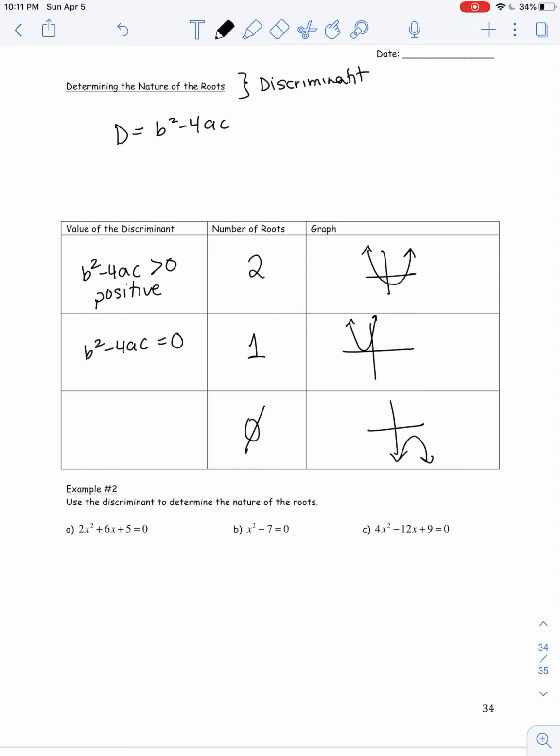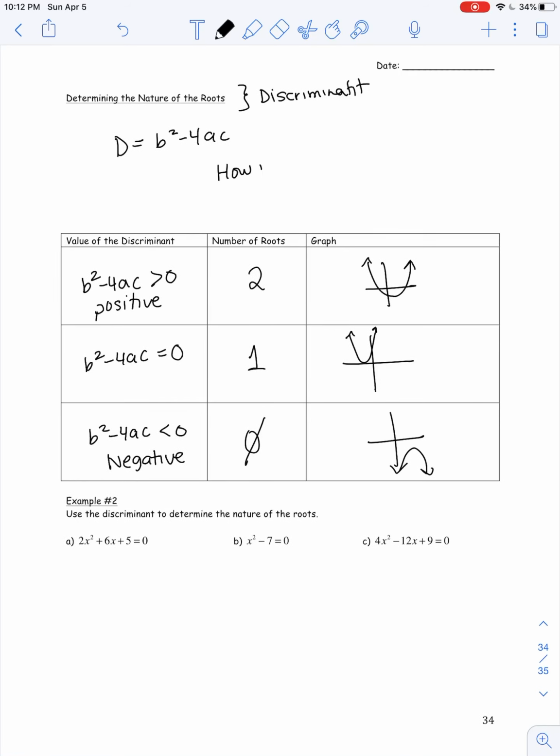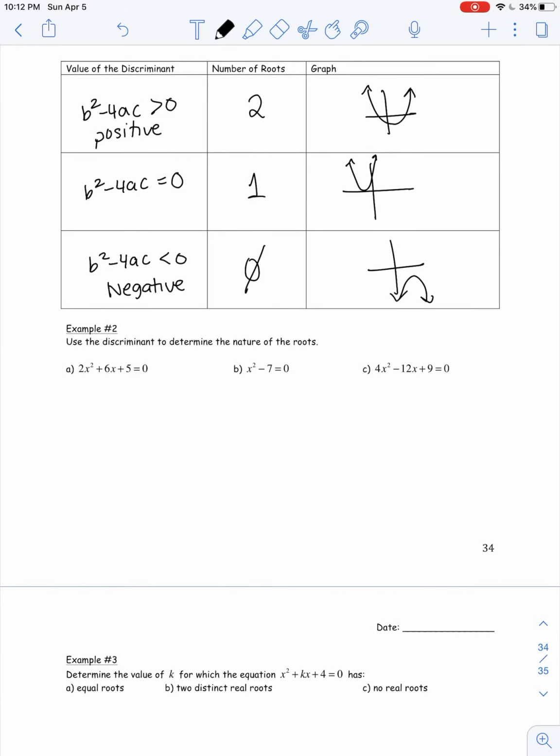If you find that the b squared minus 4ac in our last case was equal to 0, you're going to have only one solution. And finally, if b squared minus 4ac is less than 0, meaning it's negative, you're going to have no solutions. It should not touch the x-axis at all. So the discriminant, what it tells you is how many solutions there are. That's what it tells us.